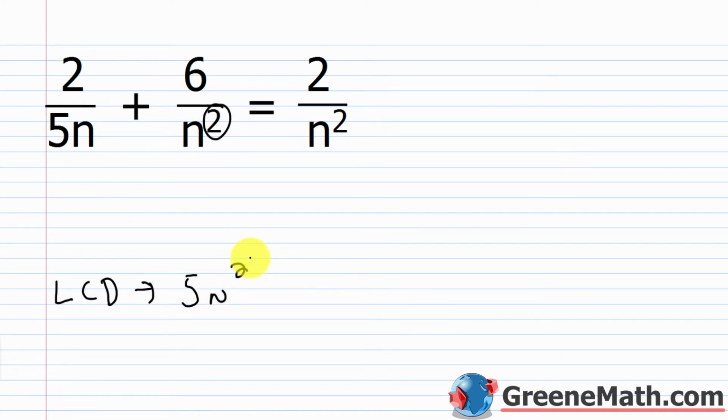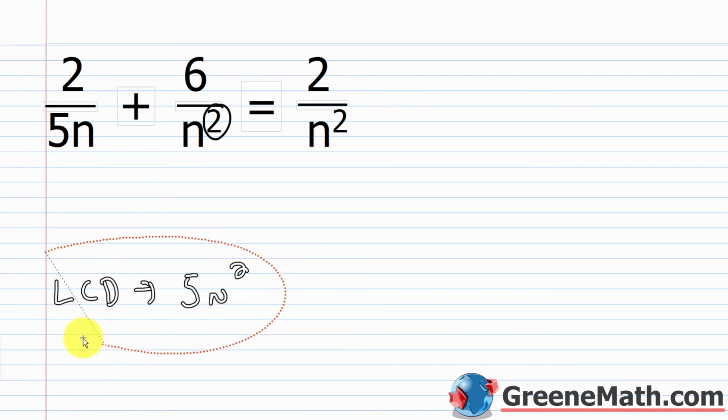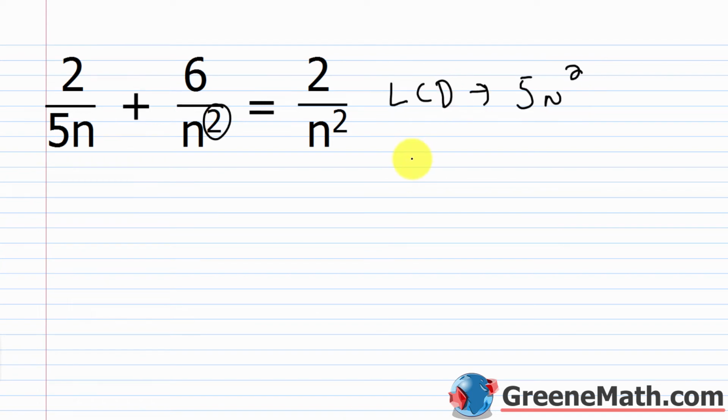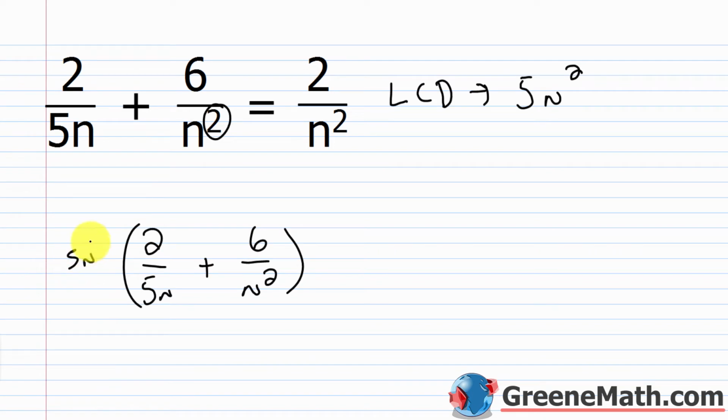So now that that's done, we want to multiply both sides of the equation by the LCD. So let me put it up here, nice and out of the way. And I would have 2 over 5n plus 6 over n squared. This is going to be multiplied by 5n squared. And then this is equal to 2 over n squared times 5n squared.